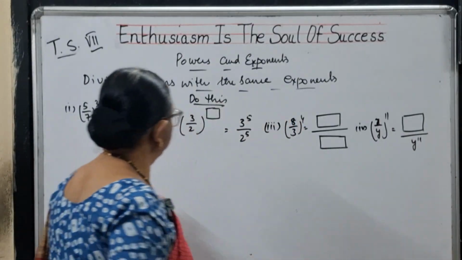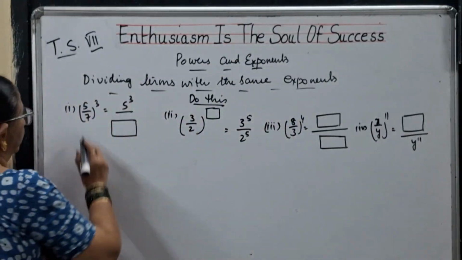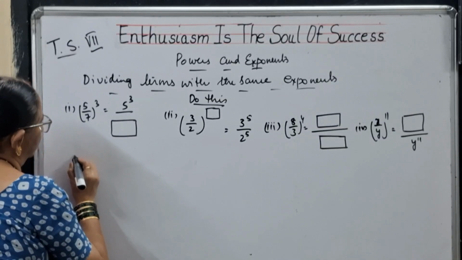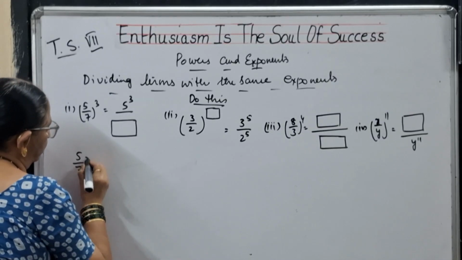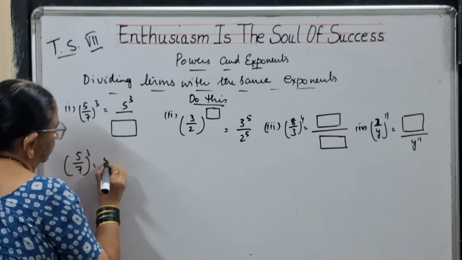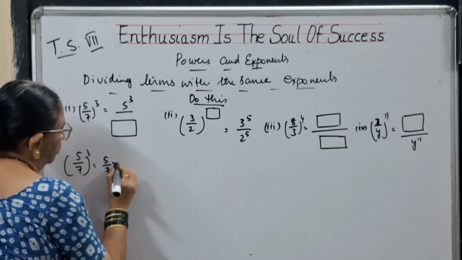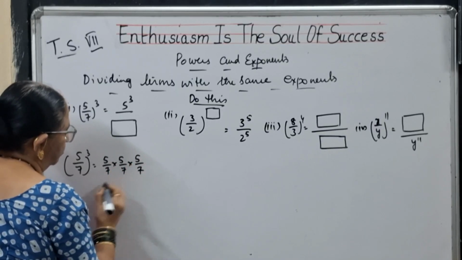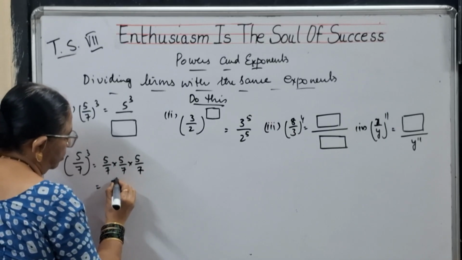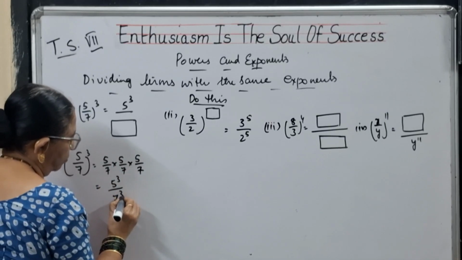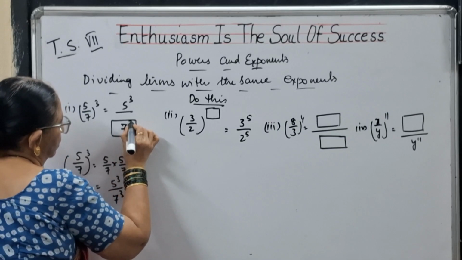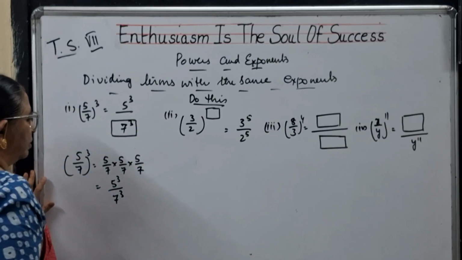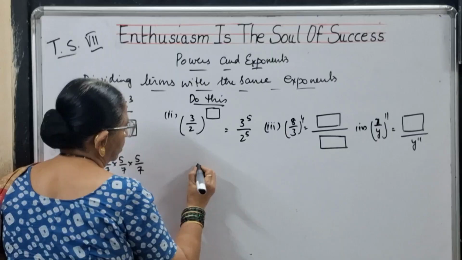Now, let us do these sums, children. 5 by 7 whole cube is equal to 5 cube by dash. We know that 5 by 7 whole cube is 5 by 7 into 5 by 7 into 5 by 7. That means 5 cube by 7 cube. So here what you will write? Numerator 5 cube is there, here 7 cube.